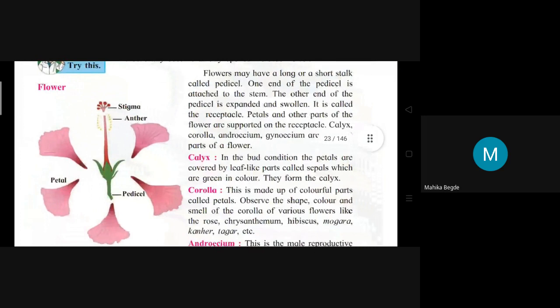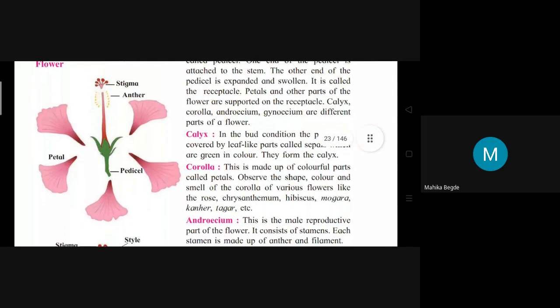Then about a flower. What are the parts of a flower?